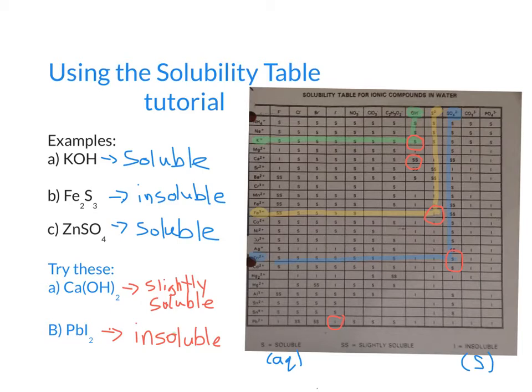If you follow where calcium and hydroxide meet, they meet right here where it says SS. So that is slightly soluble. We'll learn in class a little bit later on whether or not to make the slightly soluble an insoluble solid or an aqueous solution in a chemical equation. But for now, just leave it alone. And then if you look where lead and iodide meet, they meet right here at an I, so it is insoluble. So we write that right here.